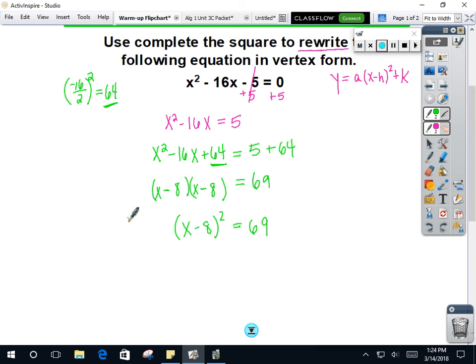Well, look, if I throw a y equals right here, isn't there an understood 1 here in the a place? And then x minus 8 would be the x minus h. But k is on the wrong side, so I just need to subtract it over, and it'll become y equals 1 times (x minus 8) squared minus 69. And now it's vertex form.